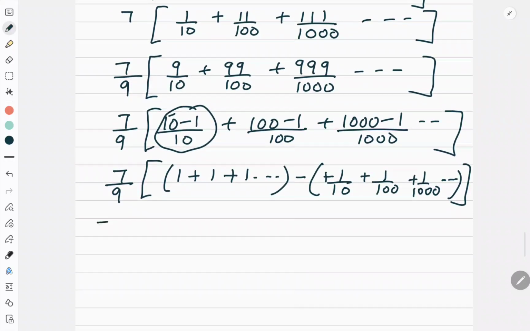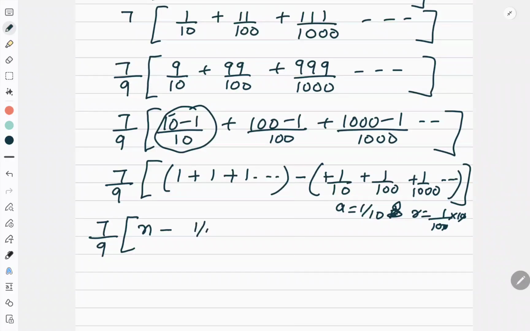Okay. Now 7 by 9, in the first bracket, how many 1s are there? N 1s are there. Now minus, this is a GP. What type of GP? Where the first term A is 1 by 10, and what is our R value? R value is 1 by 100 divided by 1 by 10, means 10 here, so 1 by 10. So let me apply the formula.